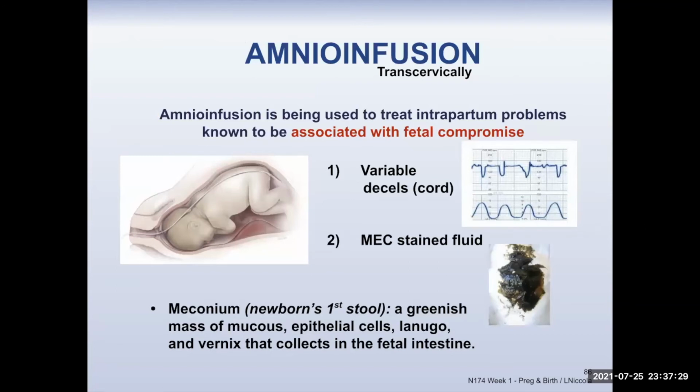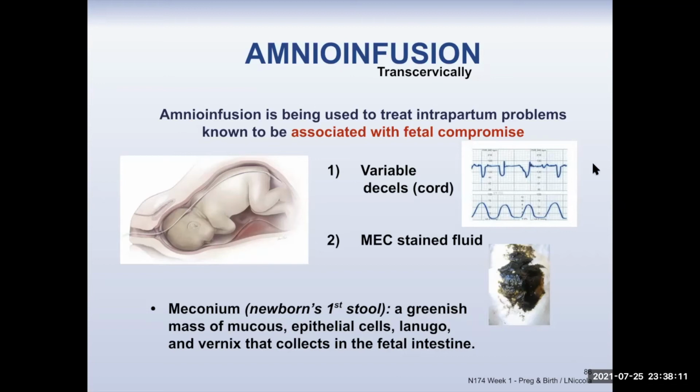Amnioinfusion. This is where we want to infuse fluid back into the uterus. It's done transcervically. A nurse typically does this, and they will guide the catheter in alongside the baby's head, and then they'll infuse IV fluid, normal saline, into the uterus. It's used to treat things known to be associated with fetal compromise, for instance, variable decelerations. Variable decelerations are caused by what? These sharp decelerations go down and back up.